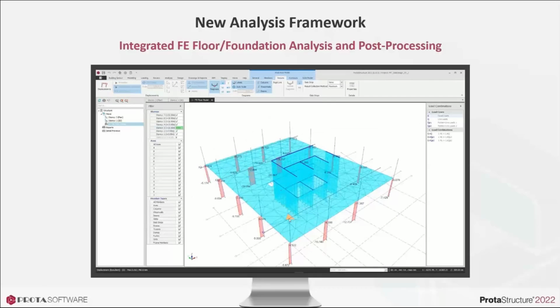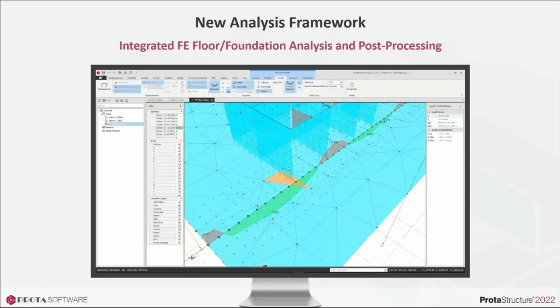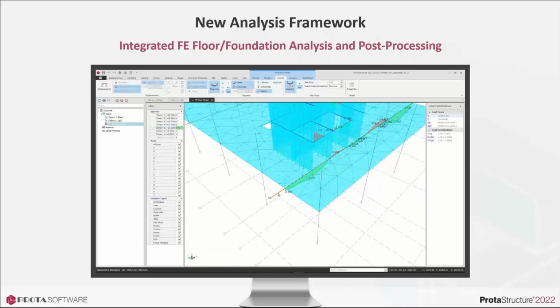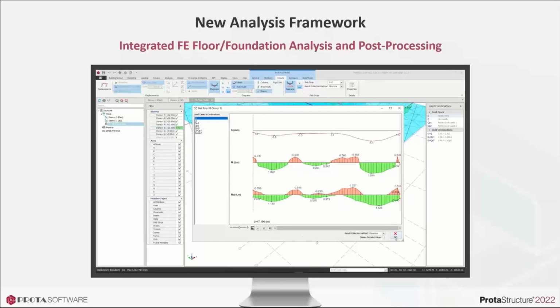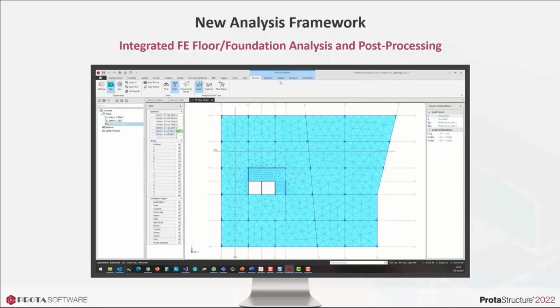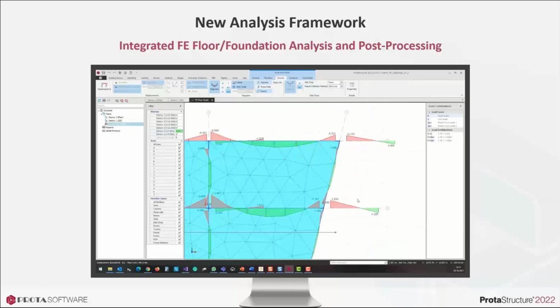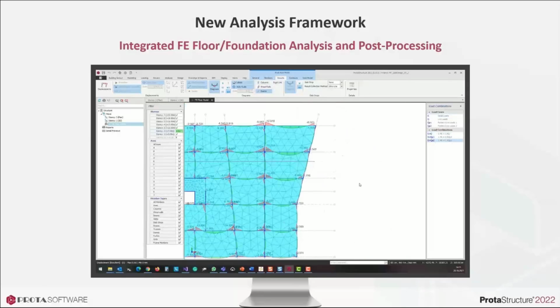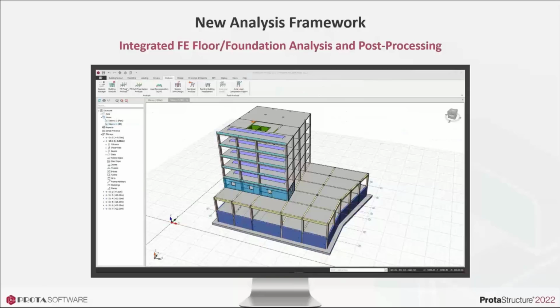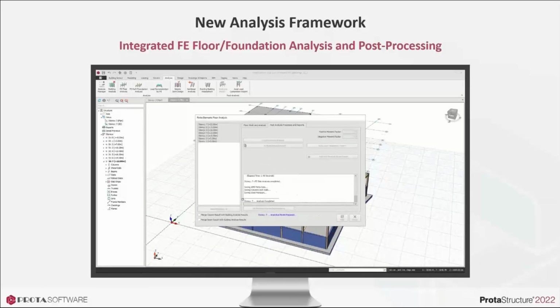You can control the mesh sensitivity and other mesh parameters, such as inclusion of column outlines in the FE mesh. You can also preview the FE results very easily by quickly switching between stories in the analysis post-processor. When you're done, you can proceed with the design of slab reinforcements using vertical loads only. So in short, with ProtaStructure 2022, FE floor and foundation modules are now fully integrated with the main program. It will provide you a more seamless experience.